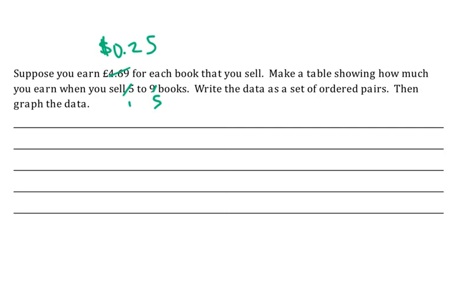Alright, suppose you earn 25 cents for each book that you sell. Make a table showing how much you earn when you sell 1 to 5 books. Now, unlike the last one, there's no weird stepwise deals going up, and then they were told to write the data as a set of ordered pairs and graph it.